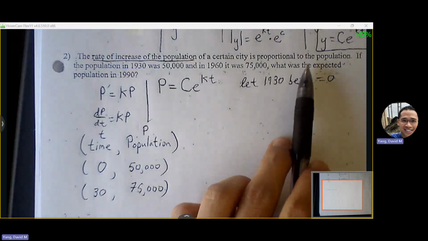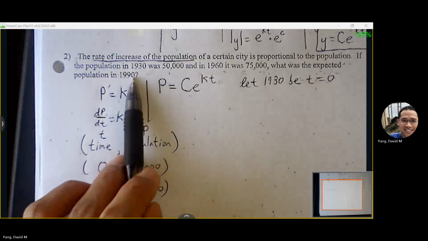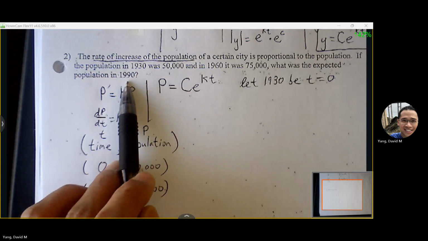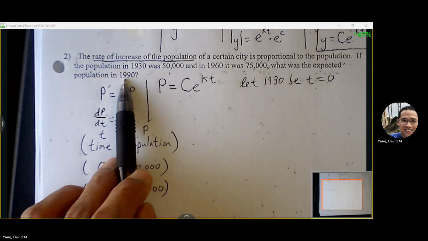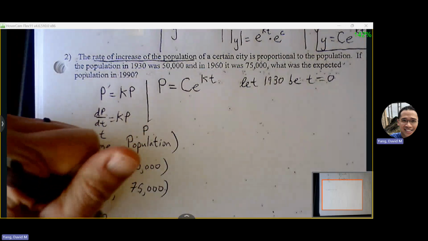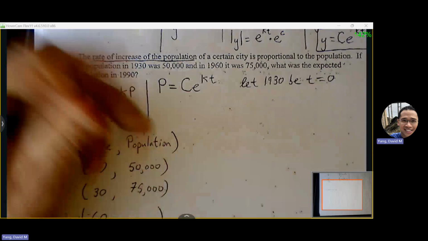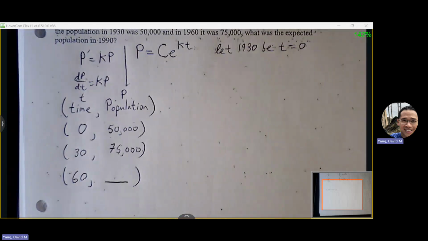Right. What's the expected population in 1990? How many years after 1930 is this? 60. So we're going to say in year 60, we're going to figure out what is the predicted population. That's the unknown.